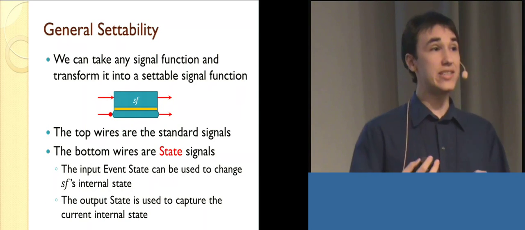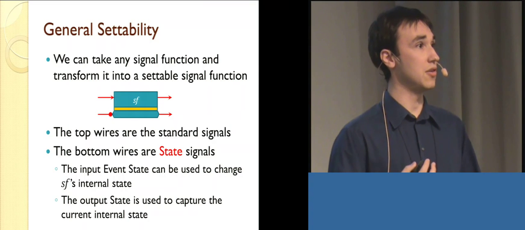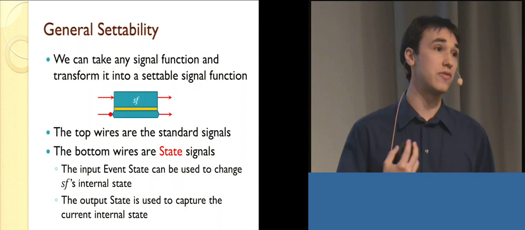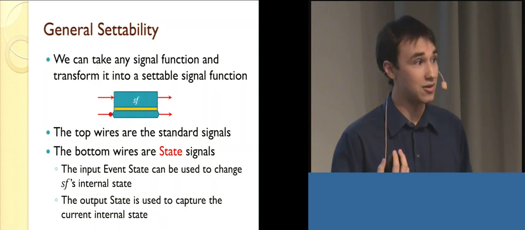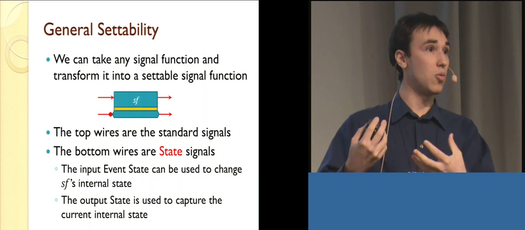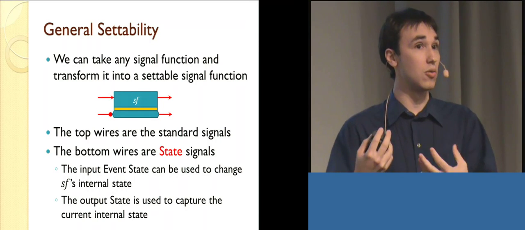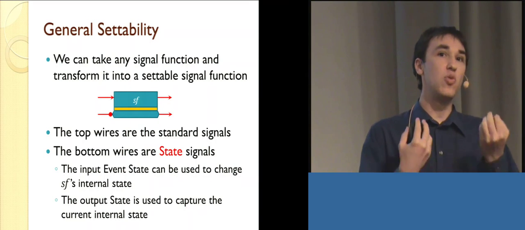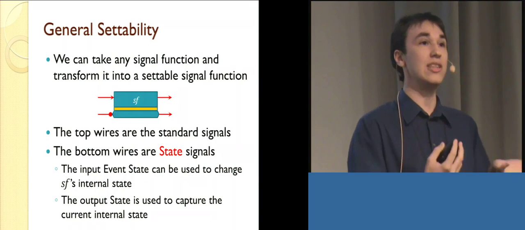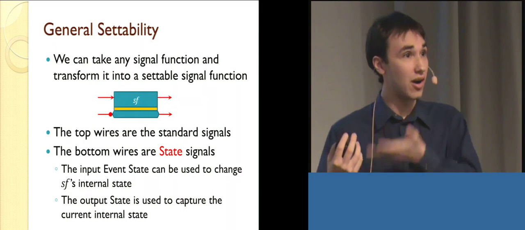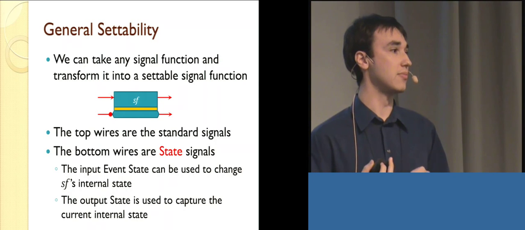We don't need to just reset a delay or a signal function, but we can make a signal function totally settable. So here's the notation we use for that. The top wires are the regular wires for the signal function. And the bottom ones, we have an input state event, which can be used to set a state, or there's a default reset value to reset a state. And then the output is whatever state that signal function currently contains. You can use this to store that somewhere and pass it back in the future.